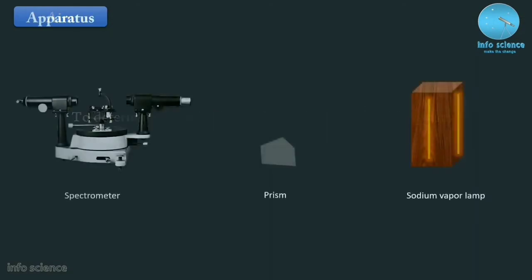Now we are moving to the apparatus required for this experiment: a spectrometer, a prism, and a sodium vapor lamp. These are the apparatus required for this experiment. Now we can move to the theory of this experiment.